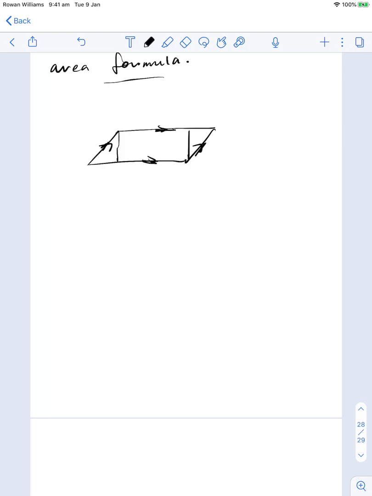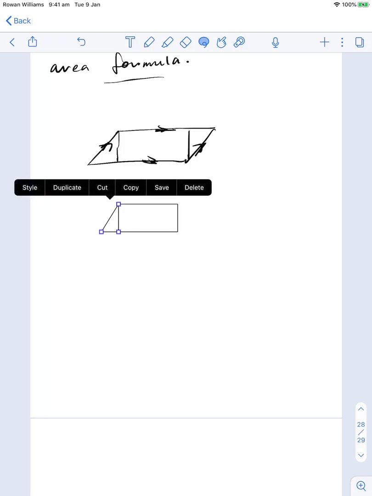So to do that, I've got to put two lines here and I change my parallelogram into a triangle, a box, and another triangle.